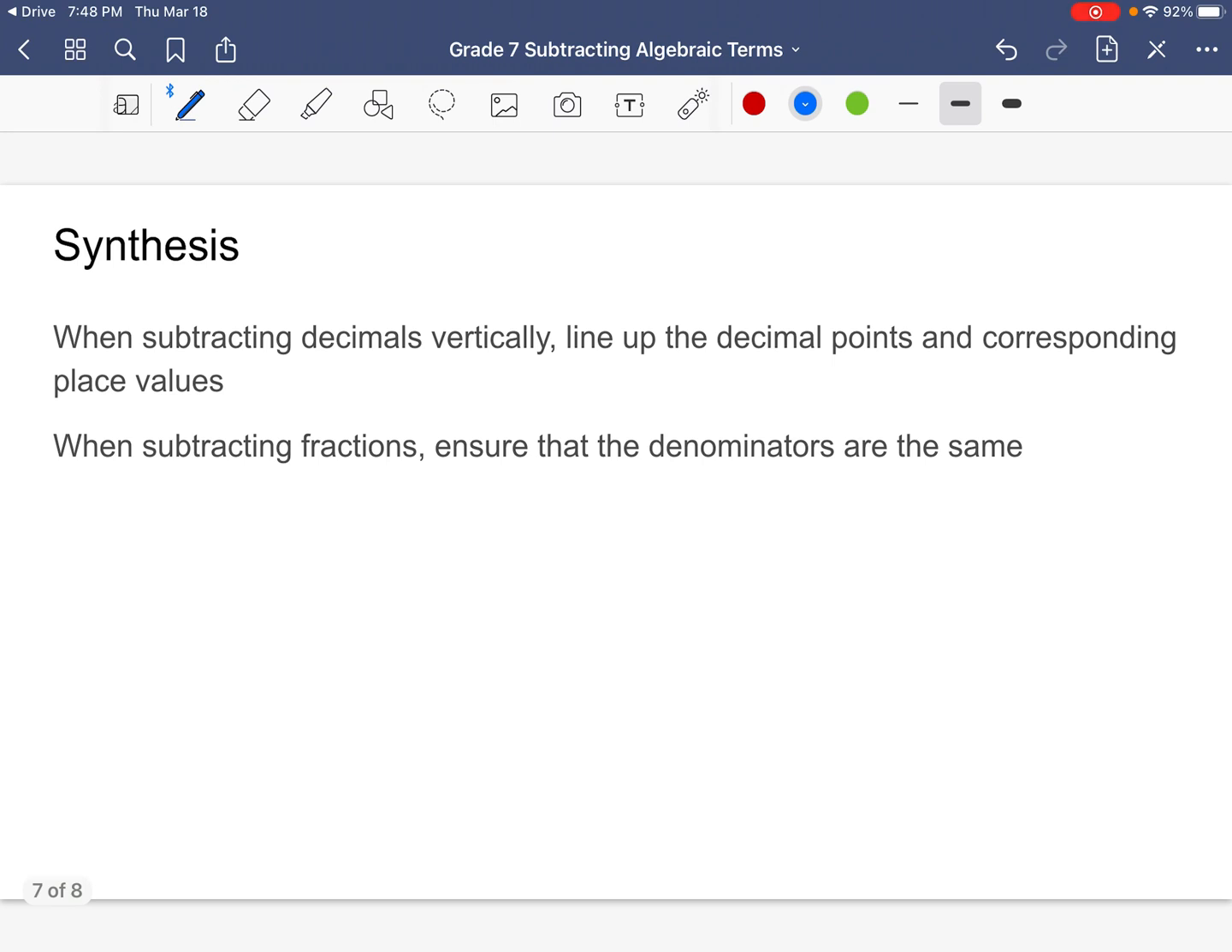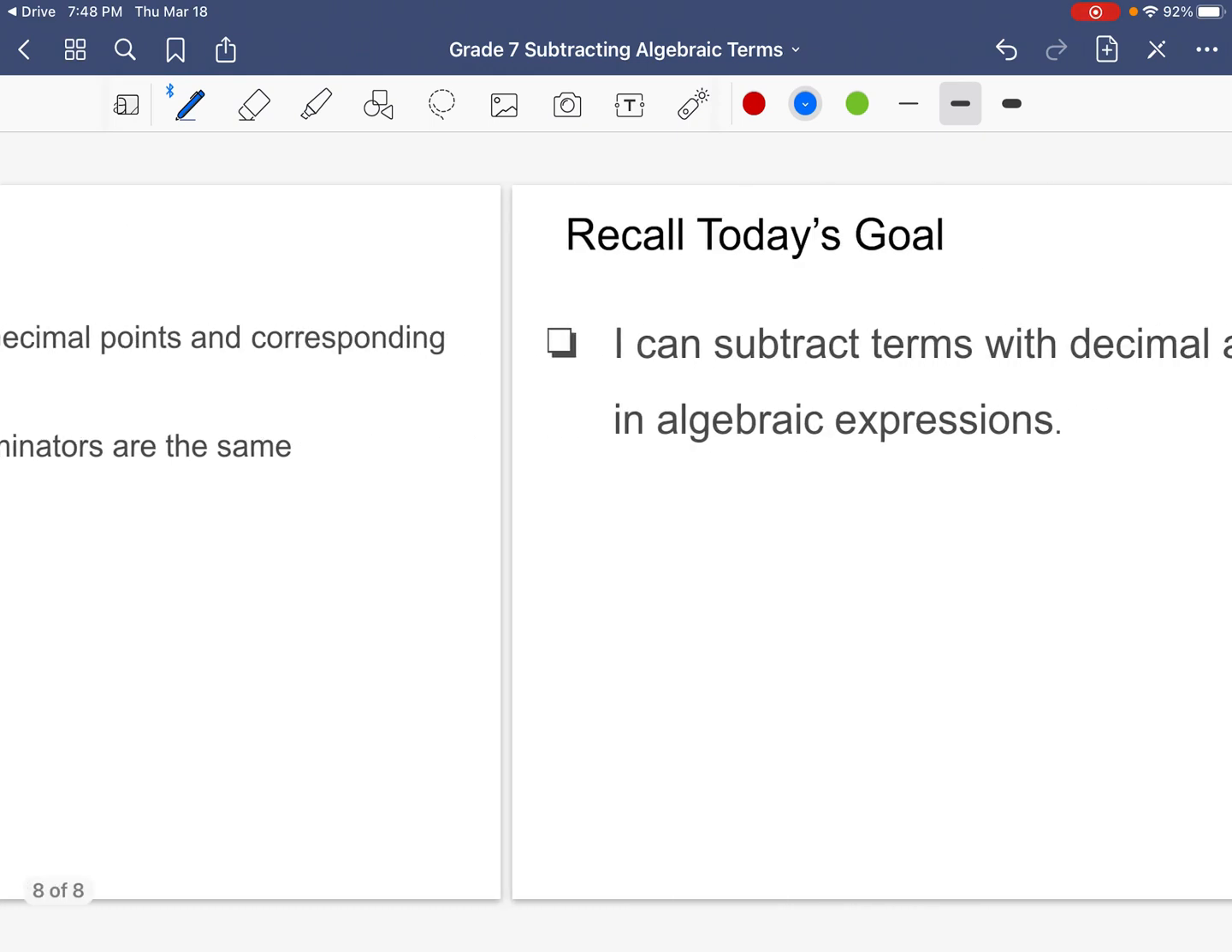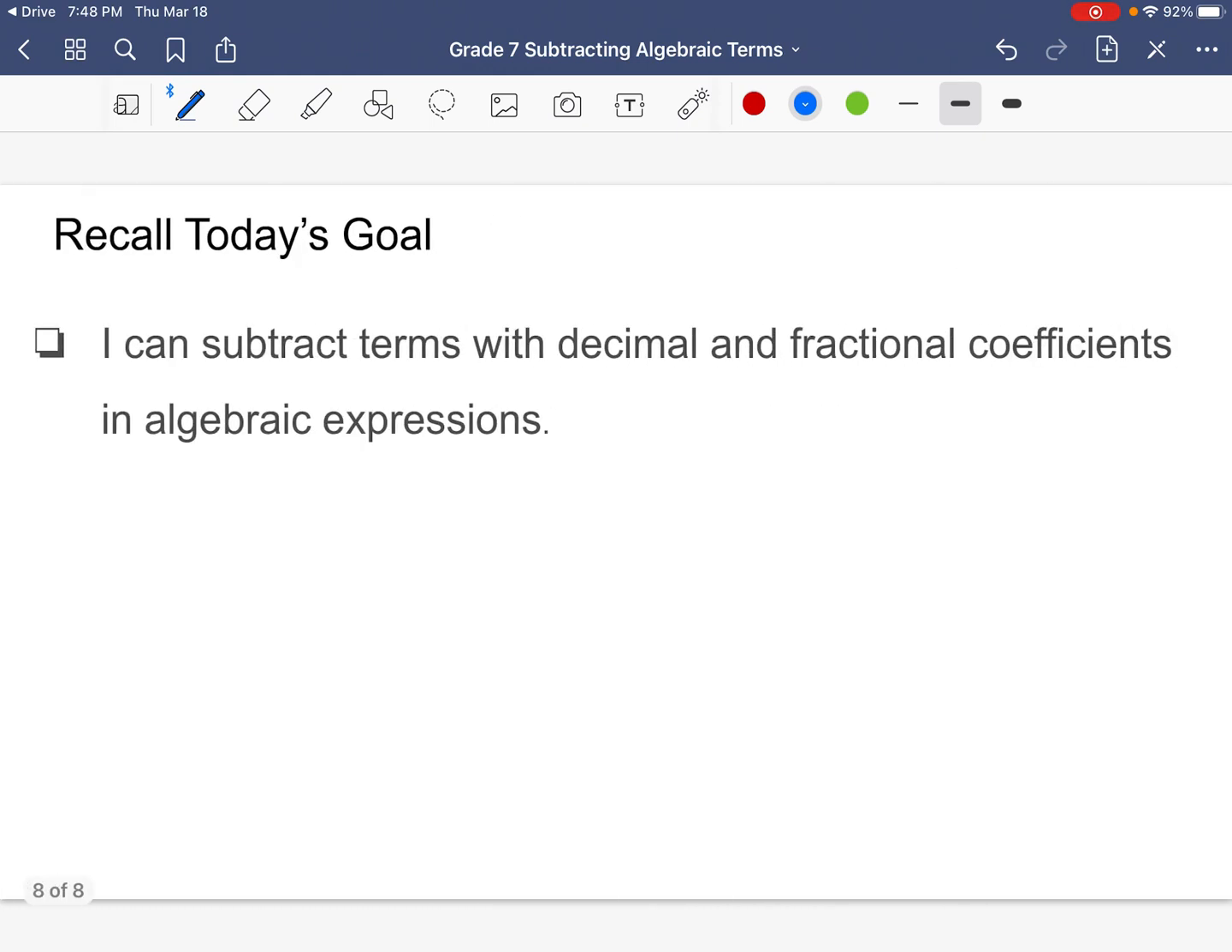So when subtracting decimals vertically, line up the decimal points and the corresponding place values. And when subtracting fractions, ensure that you're working with common denominators. So you saw today how to use bar models to subtract terms with decimal and fractional coefficients in algebraic expressions. And that's the end of today's lesson.